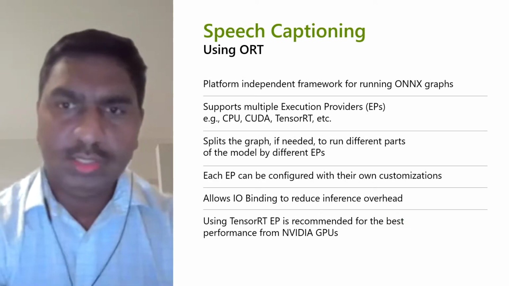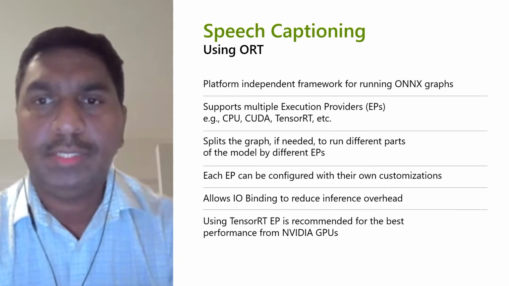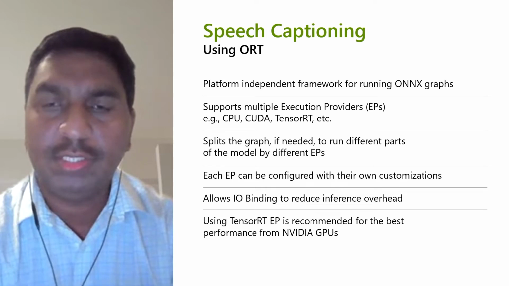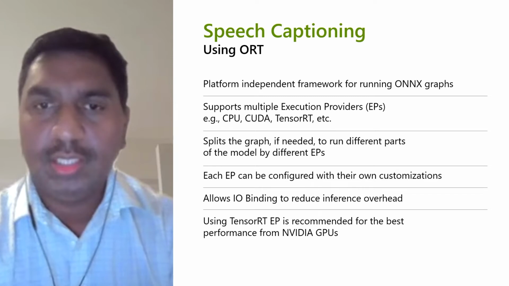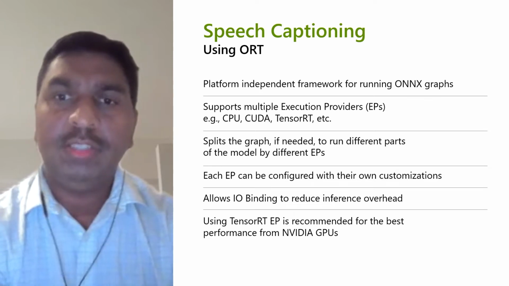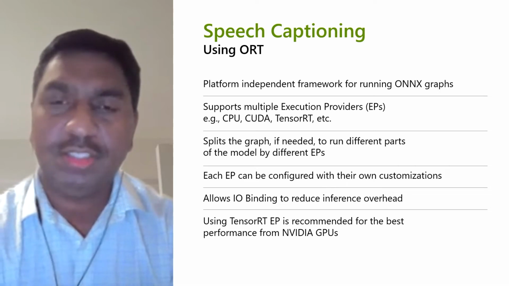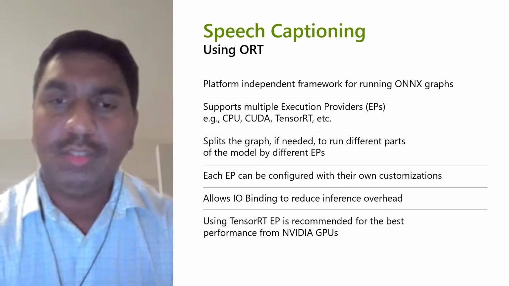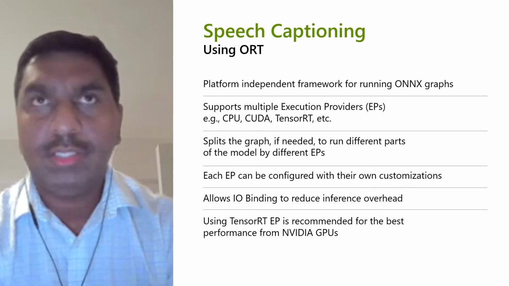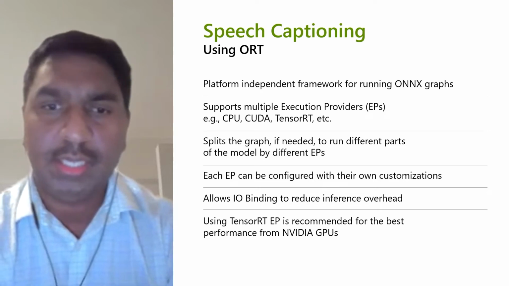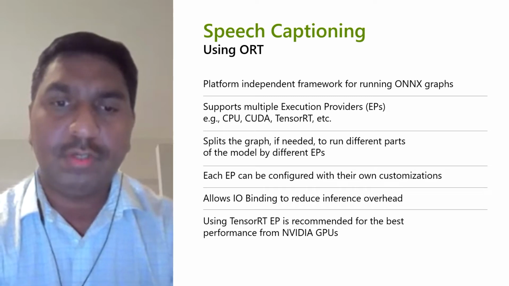Okay, the stateful backend is written on top of ONNX Runtime, which is a platform-independent framework for running ONNX graphs. It supports multiple execution providers: CPU, CUDA, TensorRT. It can split the graph if needed to run different parts of the model by different execution providers, and each execution provider can be configured with its own customizations. It also allows I/O binding to reduce the inference overhead. As you will see in the next slide, the TensorRT execution provider is recommended for the best performance from NVIDIA GPUs.